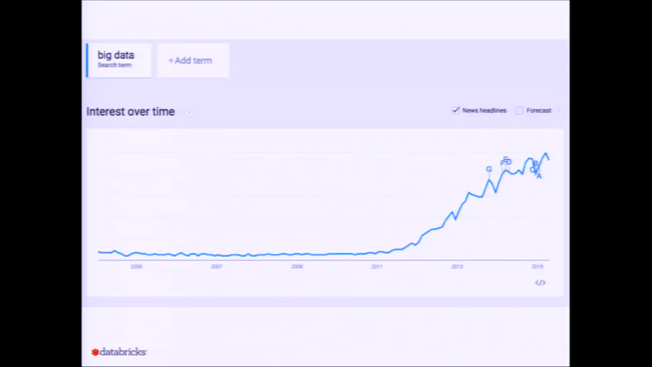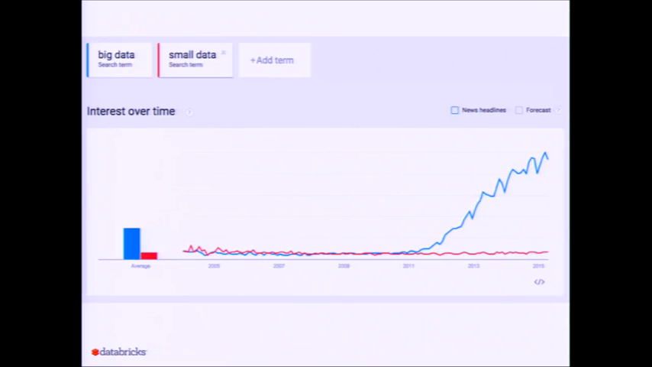As I was preparing slides, I went to Google and looked at the Google Trends for big data. Big data is basically taking off. There's a lot of hype. You can see it's almost like hockey-stick growth, and then it starts to taper off a little bit. One funny thing was I contrasted it with small data. It turned out before 2011, people cared as much about small data as big data, but now everybody's talking about big data.